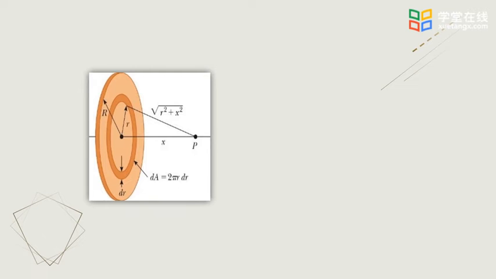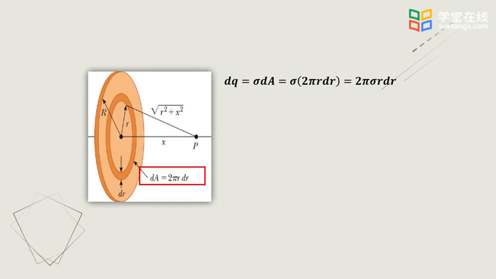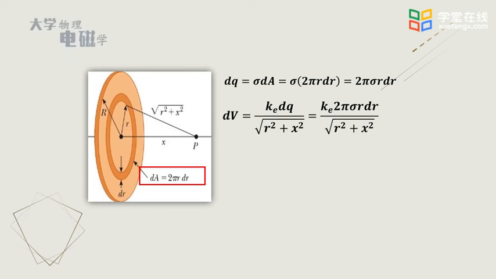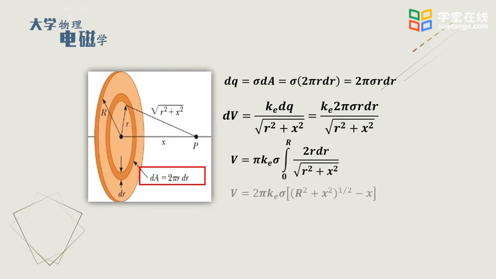As we discussed earlier, the disk could be divided into many concentric rings of radius r and width dr, with an area 2 pi r dr, as shown in the figure. Then we could employ our result for the potential of a ring and sum the contributions of all rings making up the disk. We find the amount of charge dq of a ring of radius r and width dr, then find the potential due to the ring. Integrate dV over the limits from 0 to capital R. Finally, we have the potential at P.